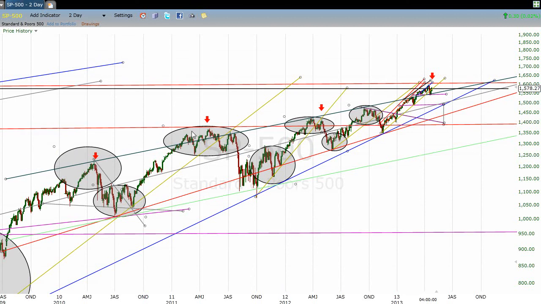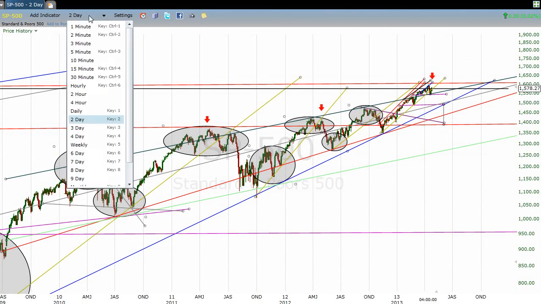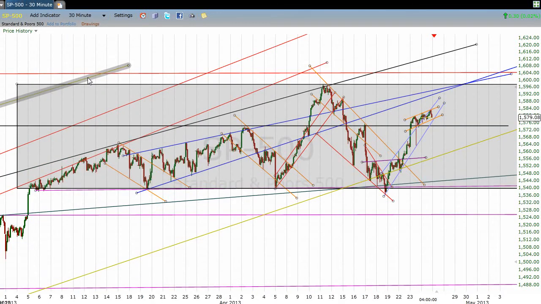And then we had a head and shoulders top here. We had a head and shoulders top here. We had a head and shoulders top here. And now we are in the process of quite possibly making another head and shoulders top. So let's see how that plays out going forward.